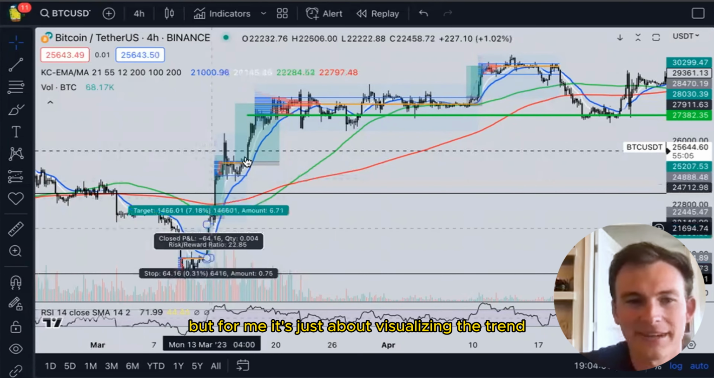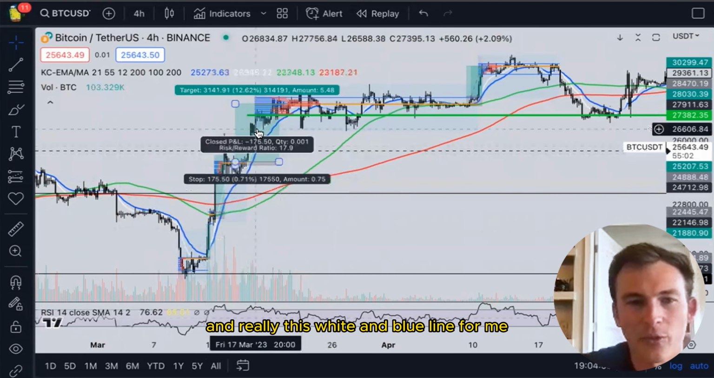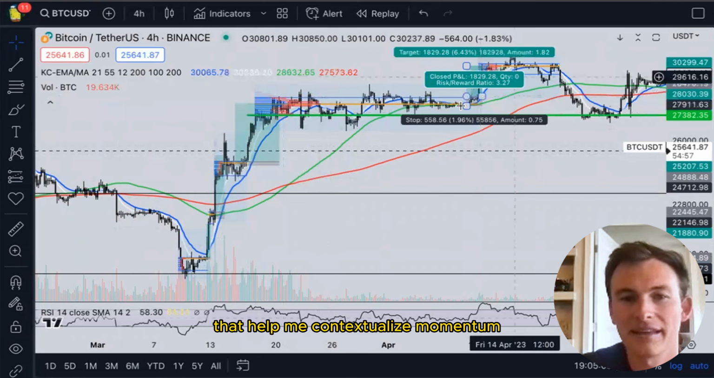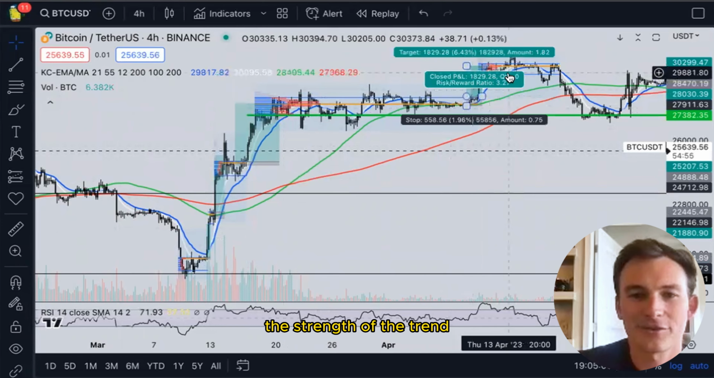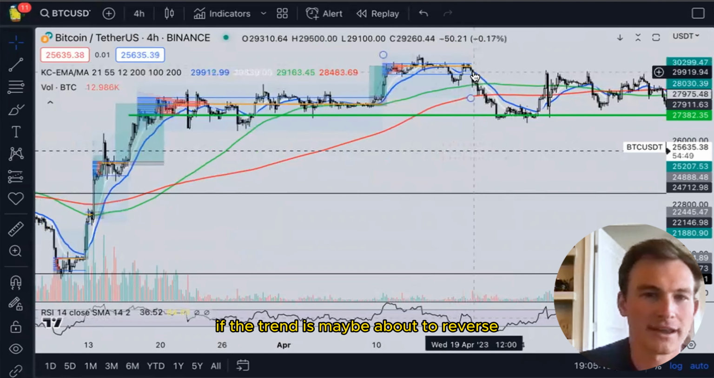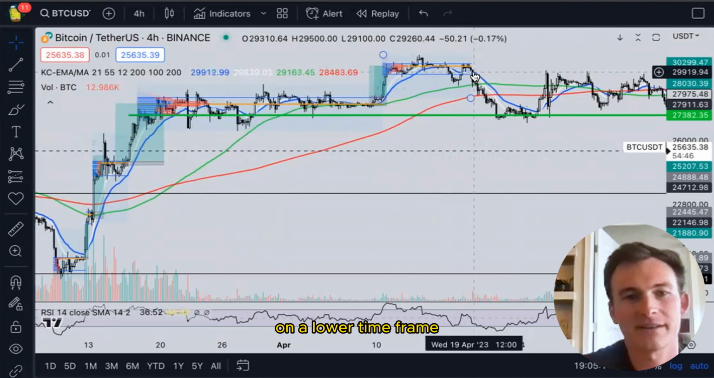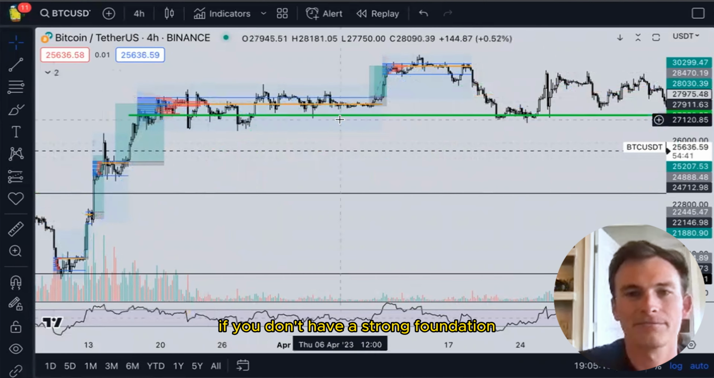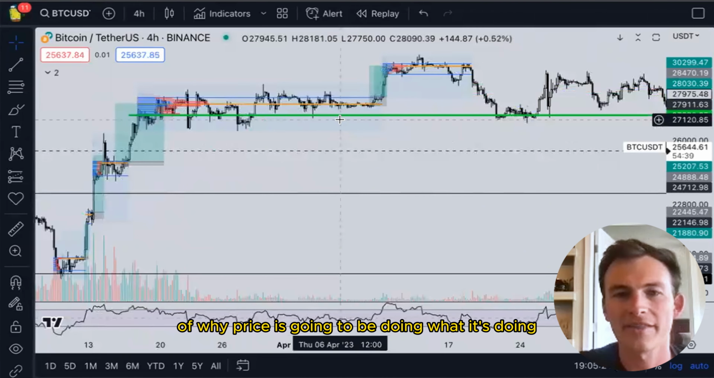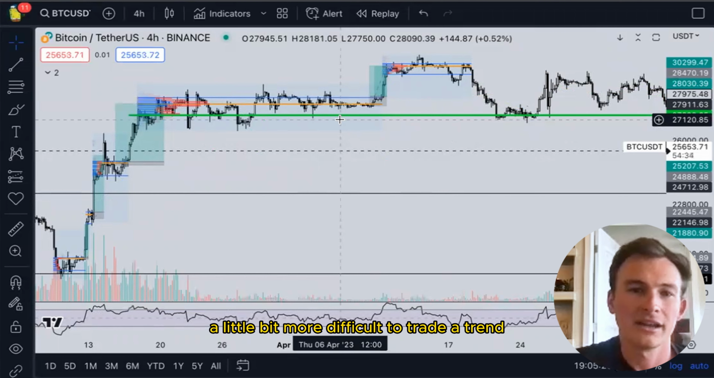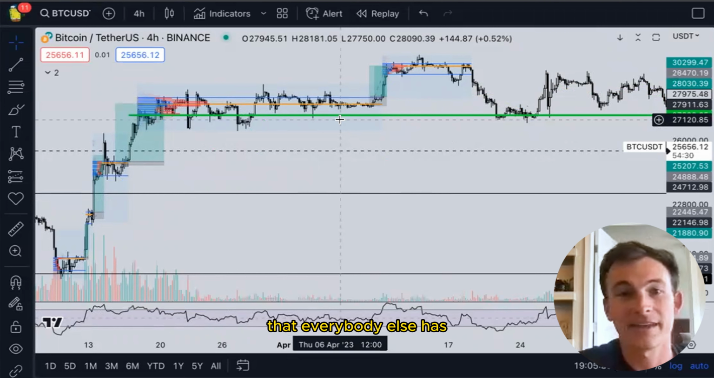But for me, it's just about visualizing the trend. And really this white and blue line for me are just some trend EMAs that help me contextualize momentum, the strength of the trend. And when we get these little crossovers on them, it shows if the trend is maybe about to reverse on a lower time frame. So indicators are just tools. If you don't have a strong foundation of why price is going to be doing what it's doing and how prices move within crypto, it's going to be a little bit more difficult to trade a trend, or at the very least, you're going to be trading off of indicators that everybody else has.